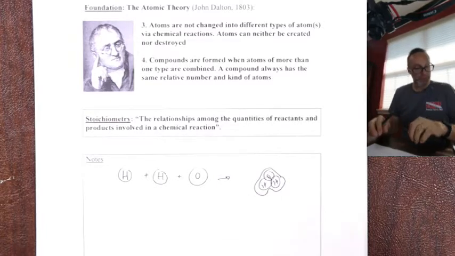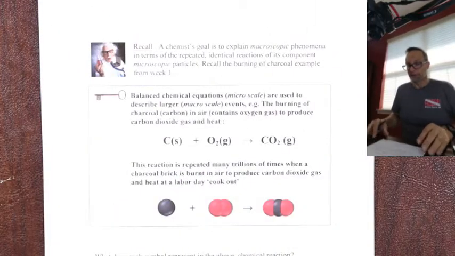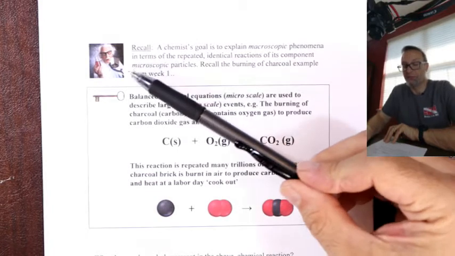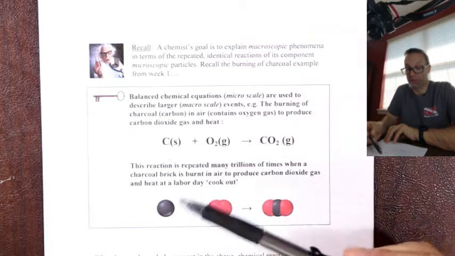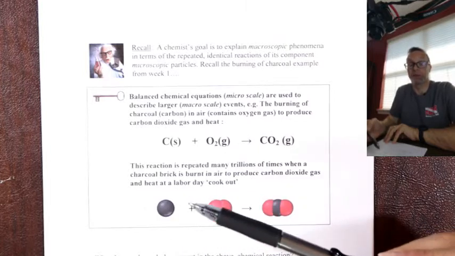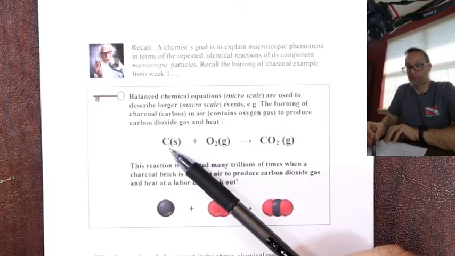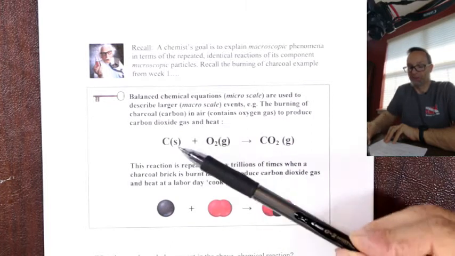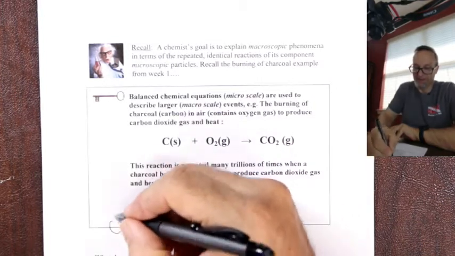Okay, so moving on, switch over the page here. Remember, we mentioned it before when we talked about this very reaction right here. We'll go through this in a little bit more detail. Remember, the goal of any chemist is to explain a macroscopic event, like, for example, the burning of charcoal, in terms of the repeated identical reactions of the particles involved. So a single atom of carbon in that brick of charcoal reacts with a molecule, O2, of oxygen from the air to make a carbon dioxide molecule. So that's the one-time event. Remember, I kind of embellish this a little bit.